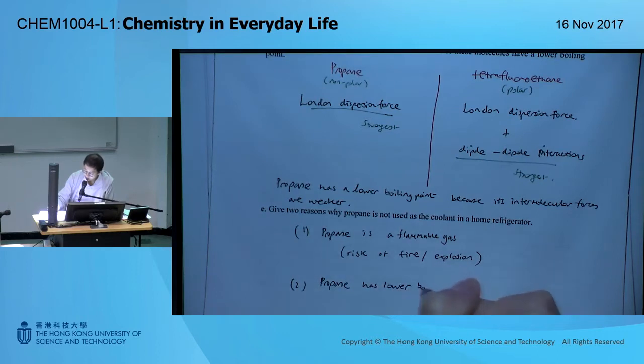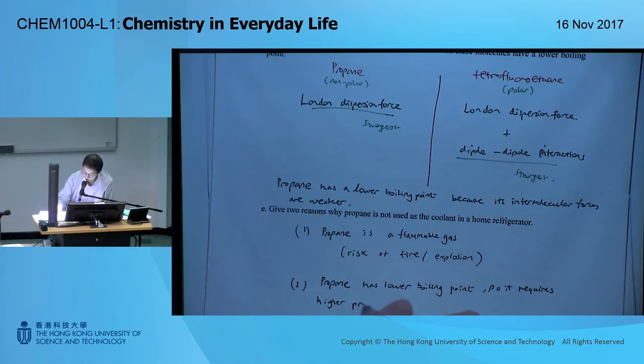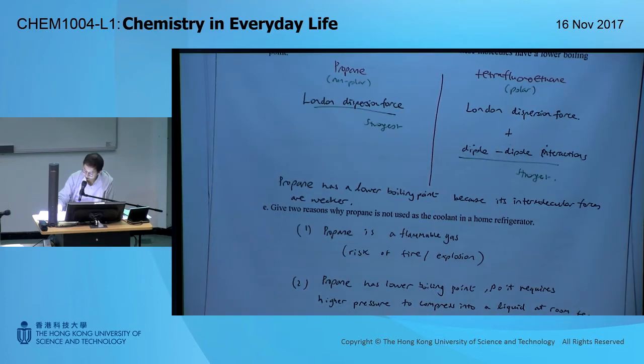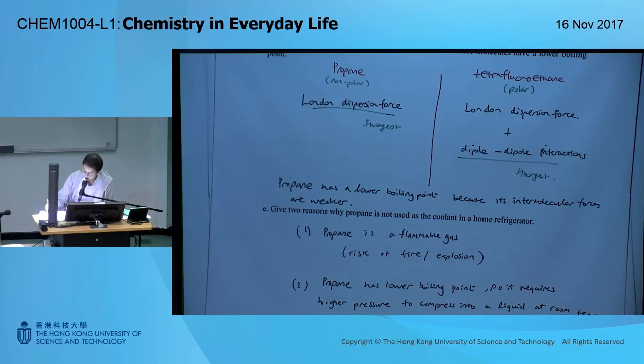If you have a lower boiling point, then you need to compress it more at room temperature to make it into a liquid. So it's either more dangerous or it would be more expensive to build such a compressor.